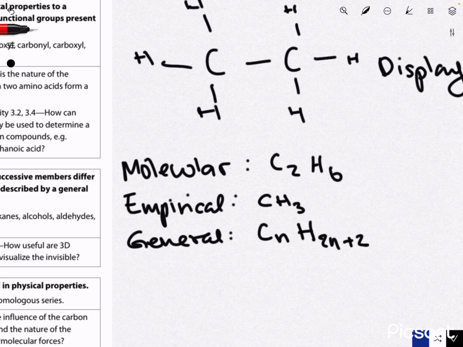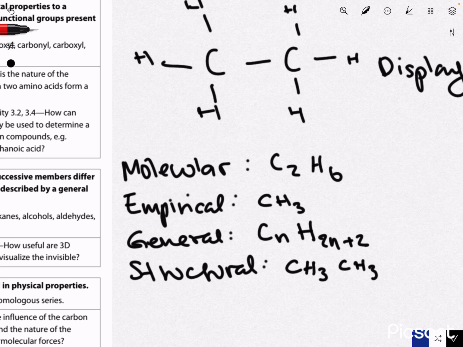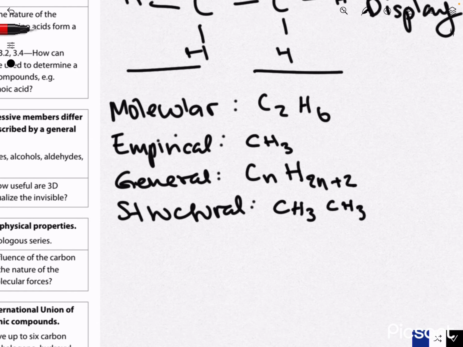Now, what are we missing? We have display, molecular, empirical, general, structural. So the structural formula is essentially the written out version of your display formula. So for this specific compound, that would look like this, representing both of our CH3s in our ethane. And finally, we have skeletal.